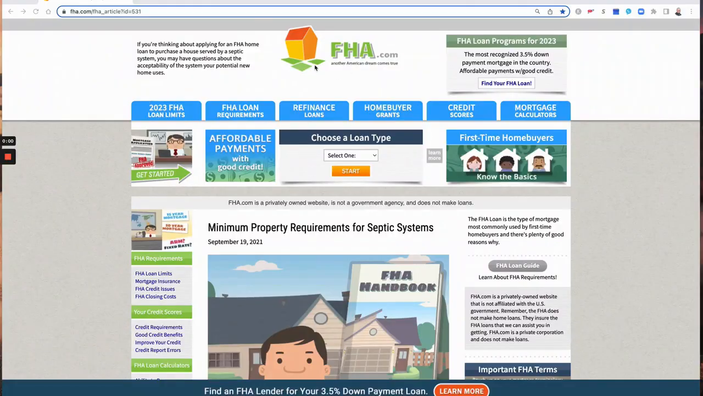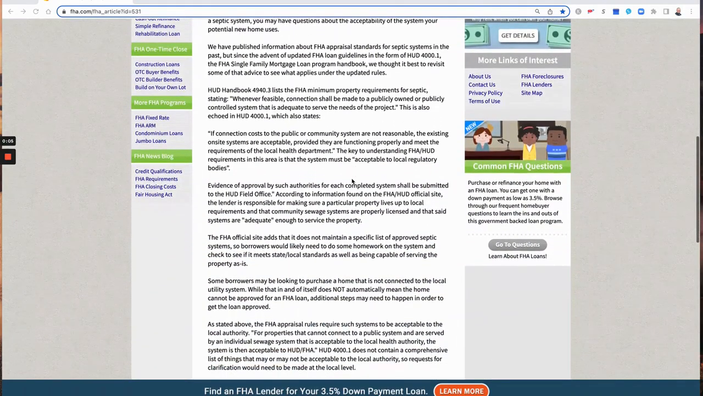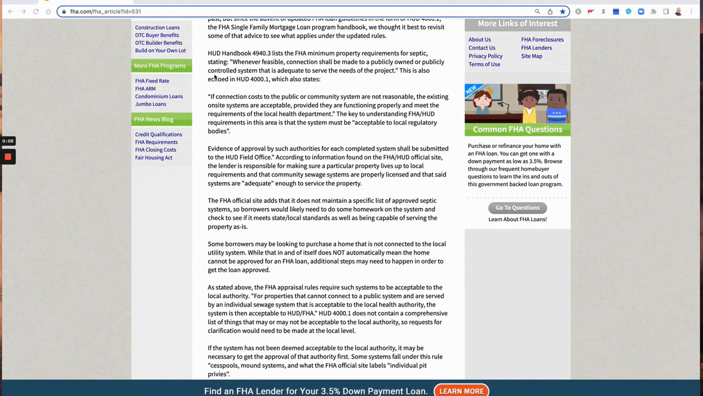So here's the thing. Let's kind of start off by some of the keywords. "May be obligated." And then the other one is "as required by the FHA." So let's break it down. I went ahead and looked up this code, and it's on FHA's website. It's 4000.1. And I'm going to read this just for clarity. It says that if connection costs to the public or community systems are not reasonable, the existing on-site systems are acceptable provided they are functioning properly and meet the requirements of the local health department.